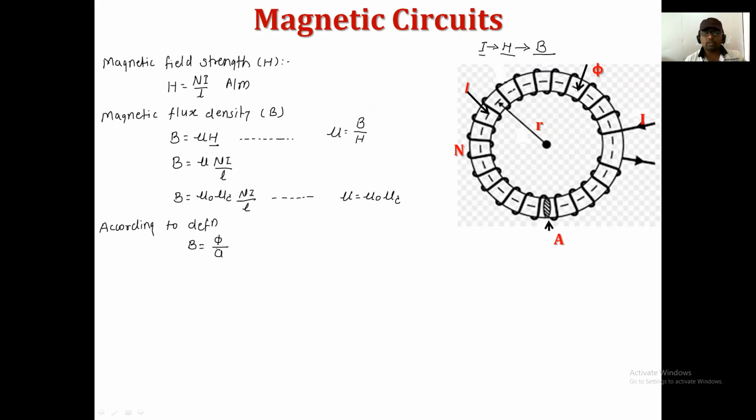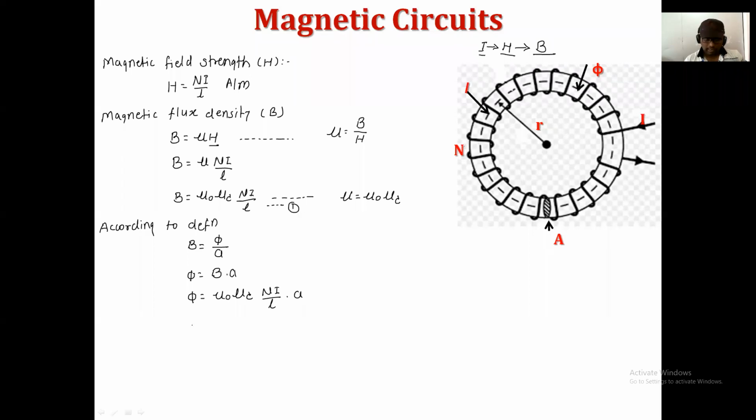Absolutely correct. According to the definition of flux density, we can write the formula B is equal to phi upon A. So can I write phi is equal to B into A? Here I can say that this is equation number 1. From equation number 1, I will put the value of flux density, which is nothing but mu 0 mu r Ni upon L, into A as it is.